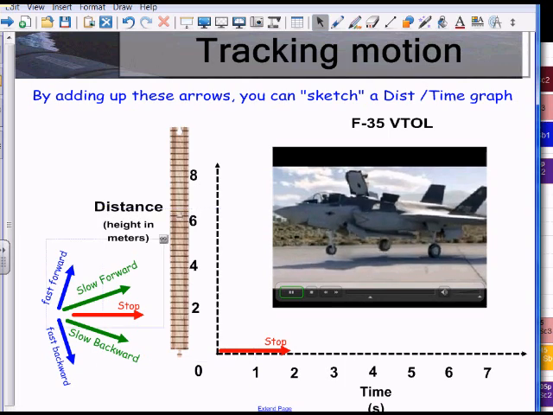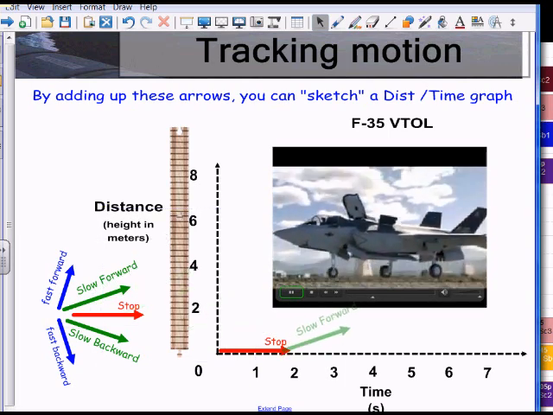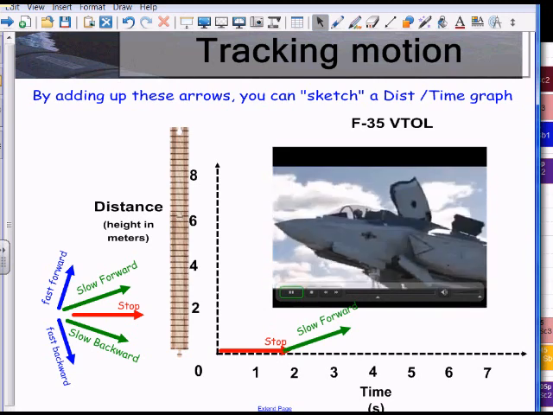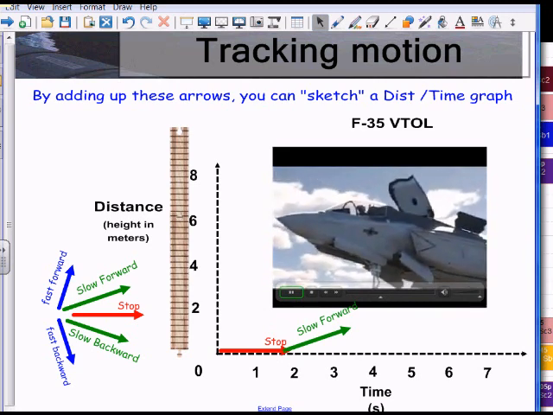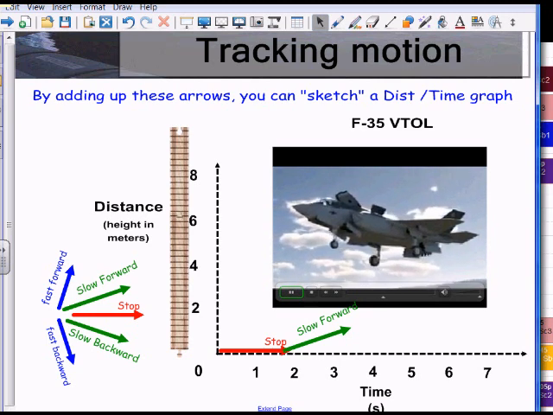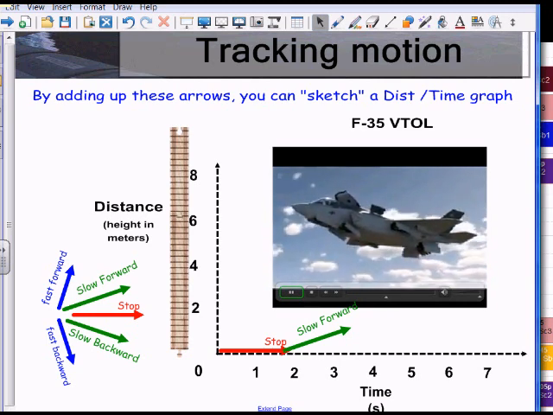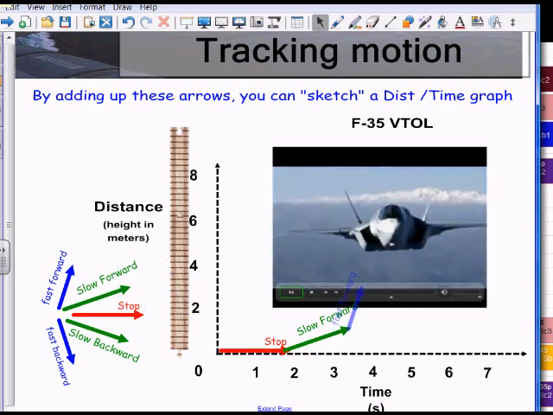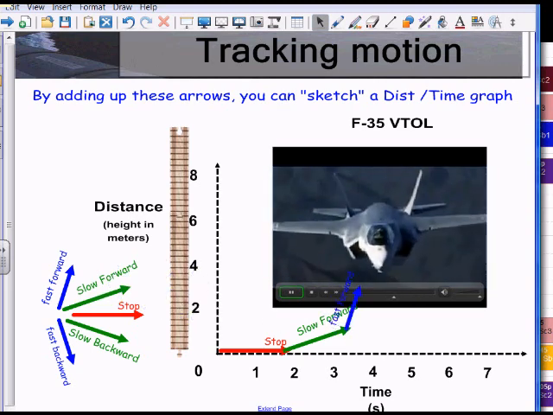Oh, it's moving, it's moving. I better put a slow forward one. There we go. So it's moving up very slowly. And now once it goes from its hover engines to its wings, it's going to climb very fast. It's going to fly up into the sky. So I should add a big fast arrow up here.